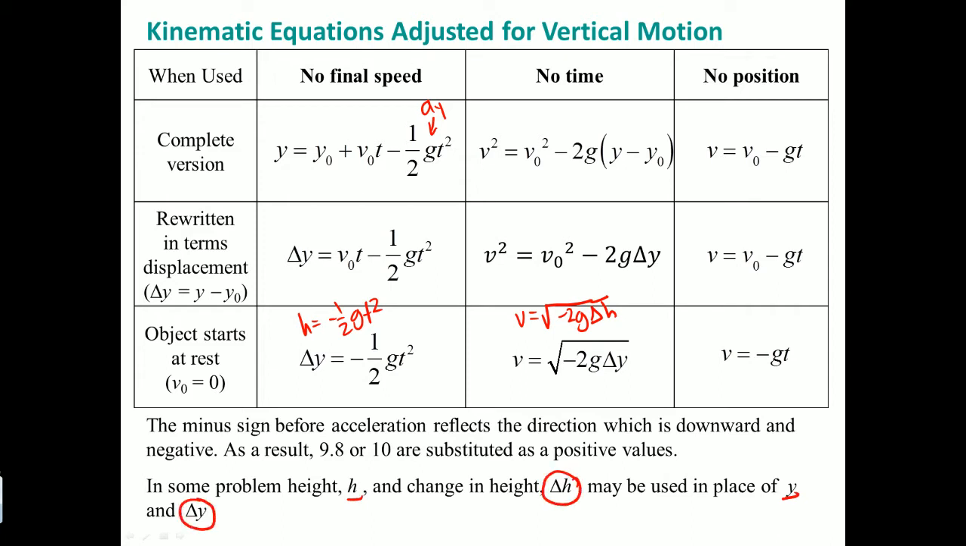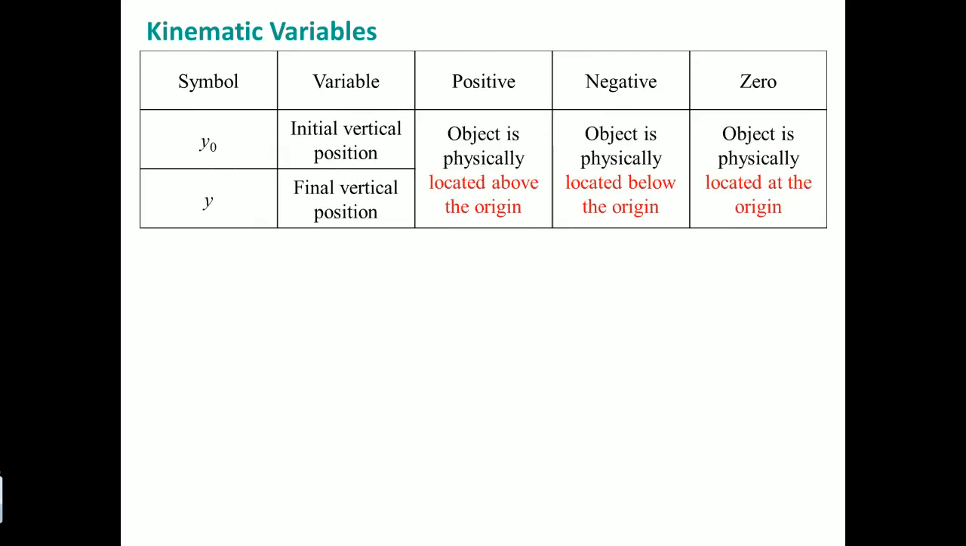Okay, because we associate height as the vertical axis. Here are some variables, and to see what they mean: y naught and y are your initial and your final. If it is positive, that means it is above the origin. If it's negative, it's below the origin. And if it hits 0, it's at the origin.